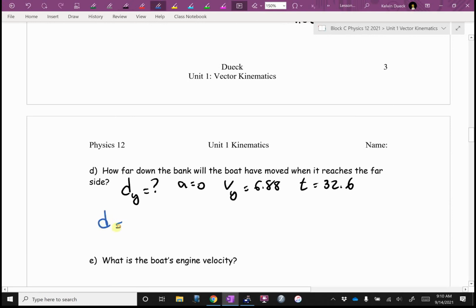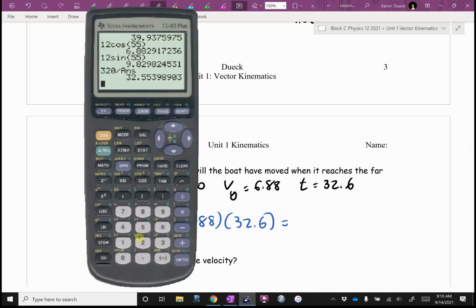So it's going to be d equals vi t plus a half a t squared. Again, a half a t squared vanishes, so then I can argue since a is 0, vi is vx. Oh, wait a minute, Mr. Dewick. vy. It's going to be 6.88 times 32.6. And I get 224.